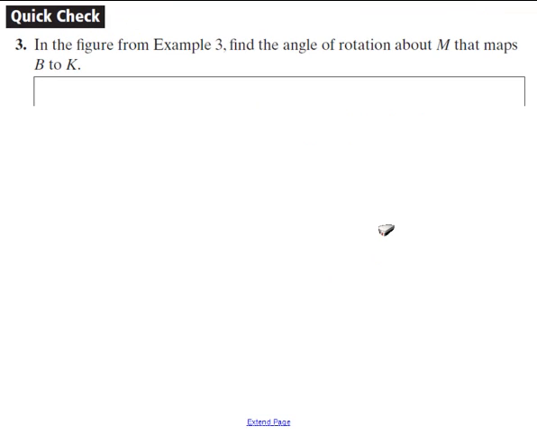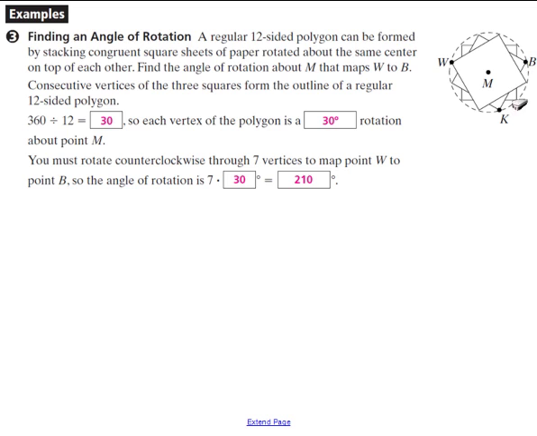Alright, last 2 quick checks again. I'll go through these. It says in the figure from example 3, find the angle of rotation about M that maps B to K. So this time we're trying to go from B to K. But again, we need to go counterclockwise.